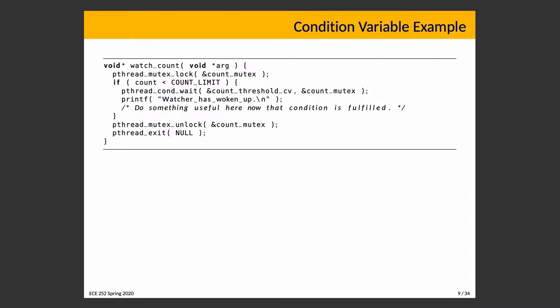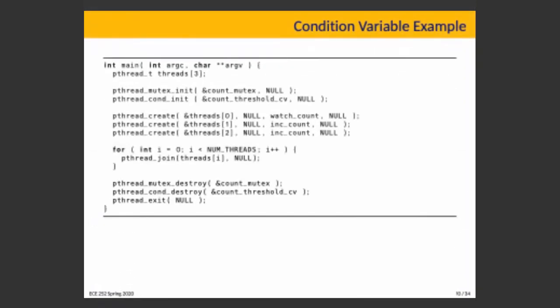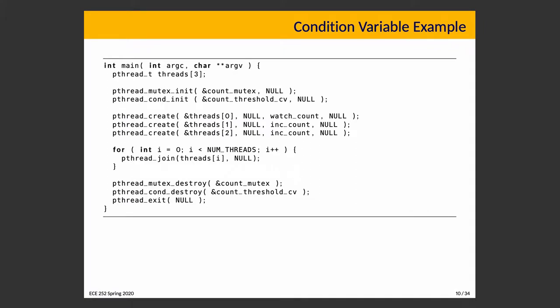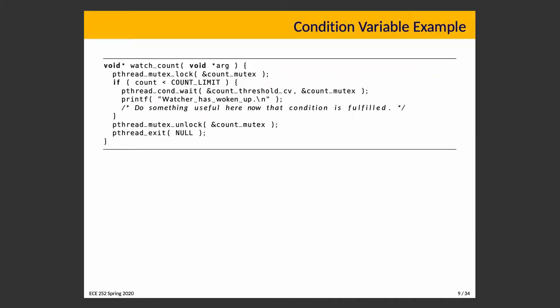And a watcher thread is going to lock the mutex, check and see if the count is less than the limit. If that's the case, then we're going to wait and do pthread condition wait with the threshold condition variable and the count mutex. And when we eventually get woken up again, there's a printf saying watcher has woken up, and there's a block for do something useful, and we can exit from the critical section and then exit the thread. There is also a corresponding main function. It is not anything exciting. It's exactly what you would expect. Initialize your condition variable, initialize your mutex, create your threads, join your threads, destroy the mutex, destroy the condition variable, and then exit.